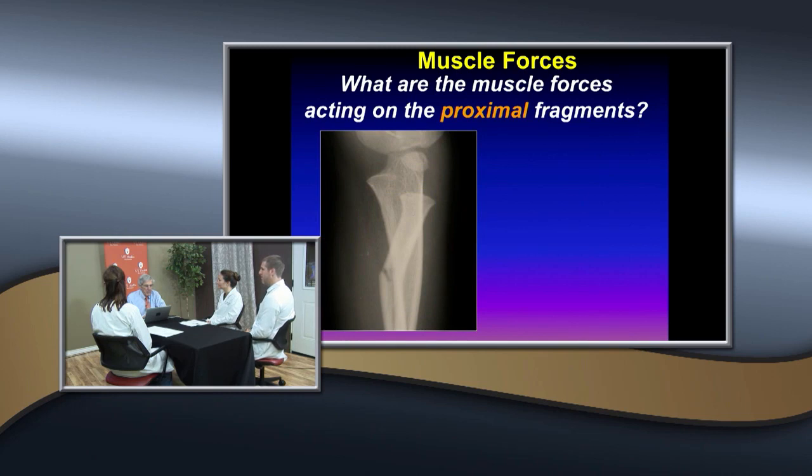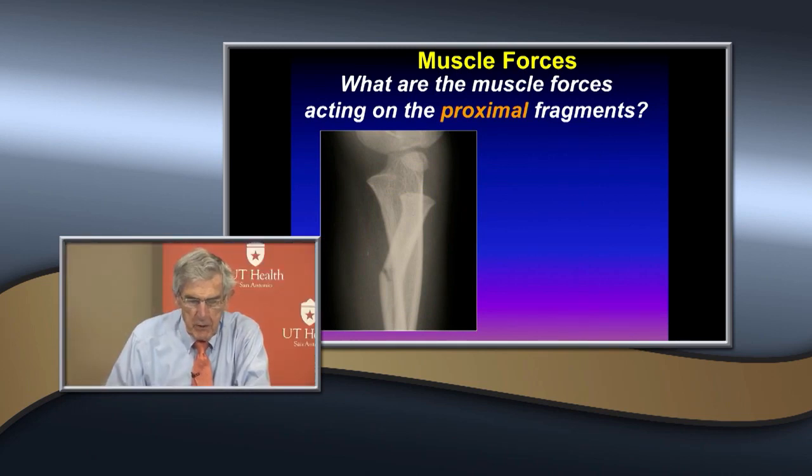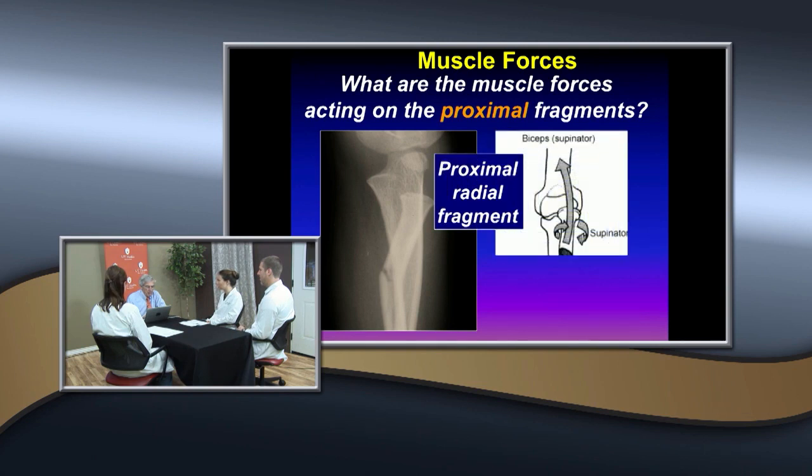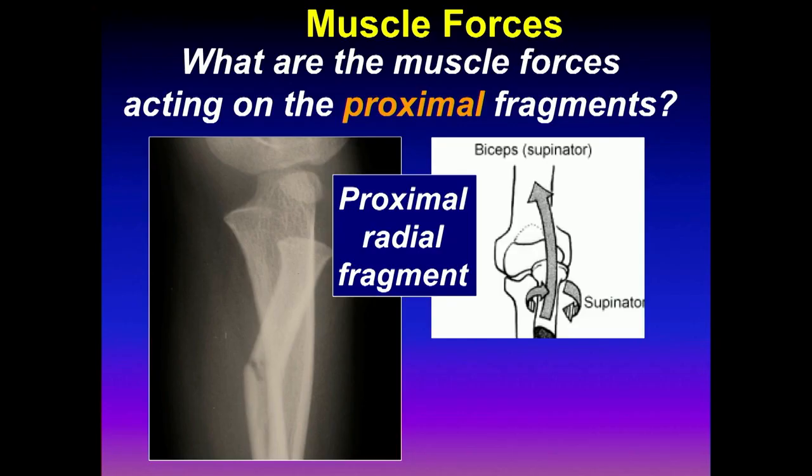Now, if you have a fracture of the proximal fragments, what are the muscle forces that are making that fragment angulate? You have the biceps, yes, which cause it to flex, and then you have your supinator, that's right, both of those, biceps and supinator. And what do they do to that proximal fragment? They flex it and supinate and externally rotate it.